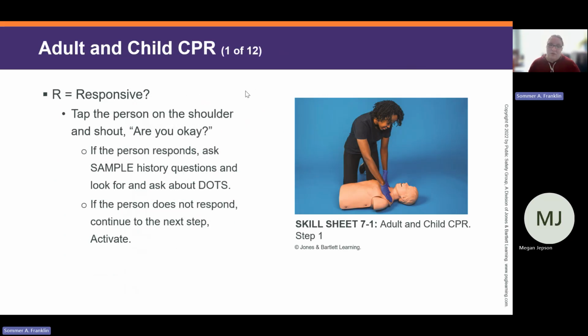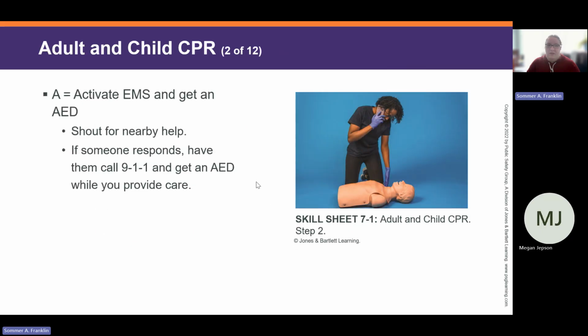So, R, responsiveness. Tap the person on the shoulder and shout, "Are you okay?" If the person responds, ask sample history questions and look for and ask about DOTS. If the person does not respond, continue to the next step, activate. A, activate EMS and get an AED. Shout for nearby help. If someone responds, have them call 911 and get an AED while you provide care.